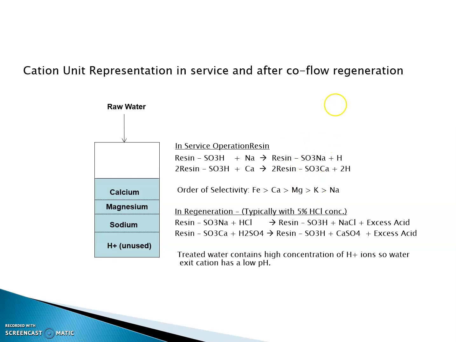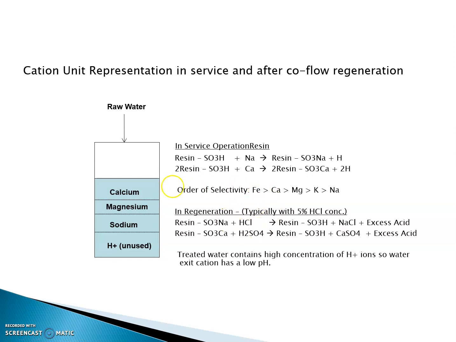Here I highlighted the selectivity of ions. The resin has a tendency to remove ions at a faster rate in the order of calcium, then magnesium, then potassium, then sodium. And this depends upon the nature of size as well as the electron affinity character.